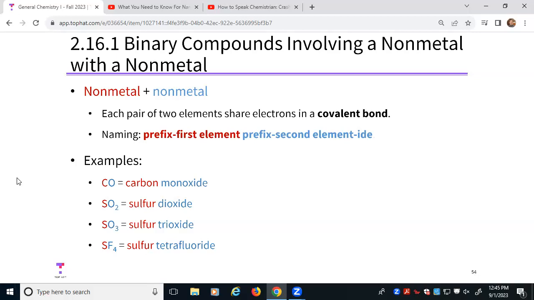So CO, carbon monoxide, SO2, sulfur dioxide. Now, why don't we put a mono in front of any of these? Well, it's an unwritten rule that if the first element only has one atom, we just assume it as one. So we don't need to write mono if there's only one of that first element. Why that doesn't apply to the second element, can't really tell you. I don't know. But for the first element, one is assumed unless otherwise told.